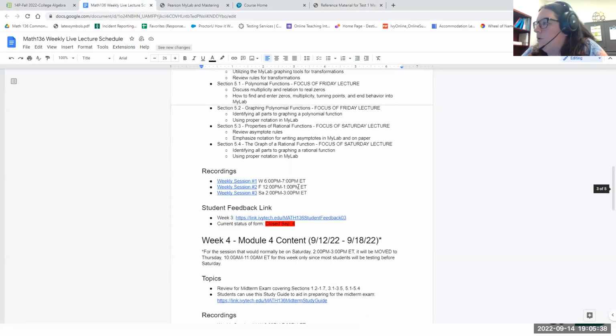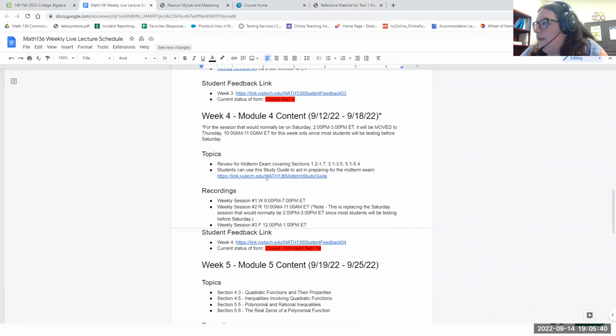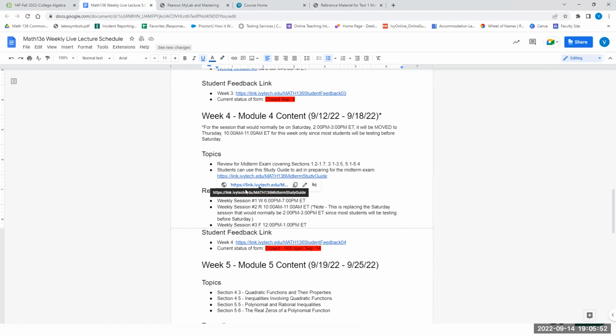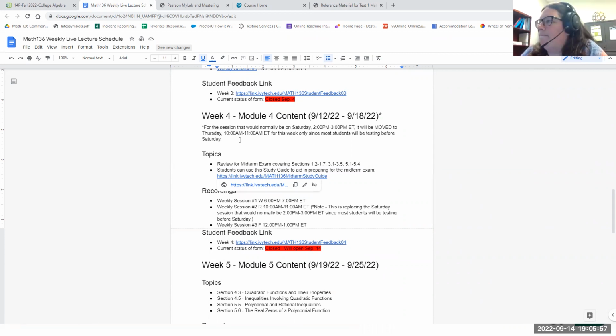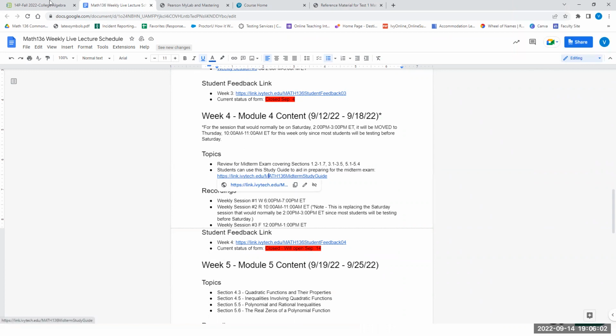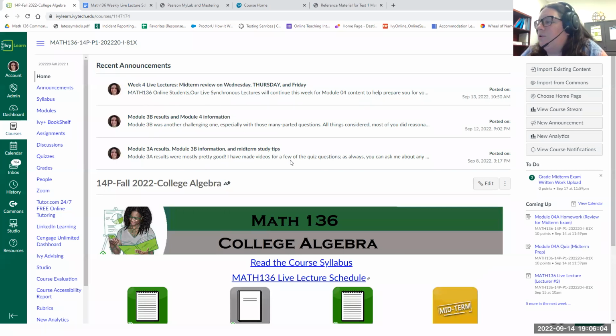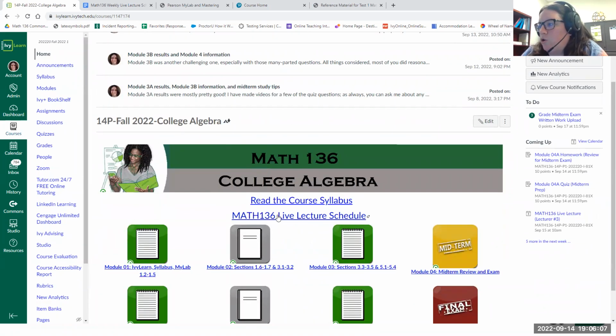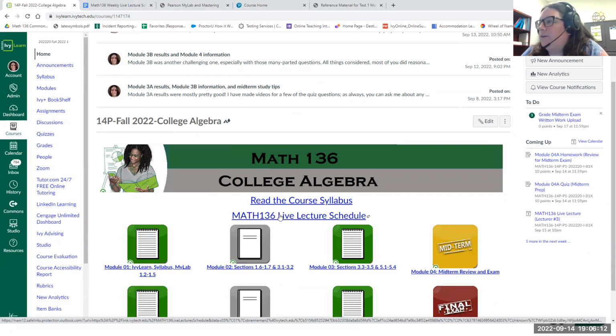Anything else? So you also have a study guide. It's linked here, and it goes through all the stuff that you need to know for the midterm exam. You might find that helpful. You have, of course, the review homework, the review quiz, and the practice test. The study guide is a Google Doc, and your instructor was asked to put it on your course homepage, just like this, so you can just click on it there.